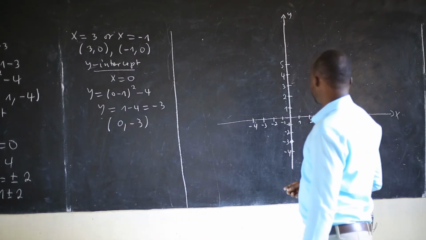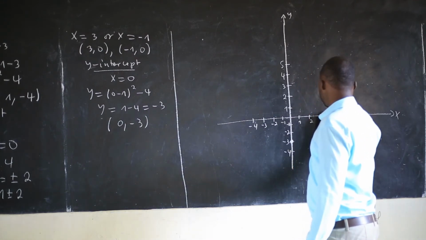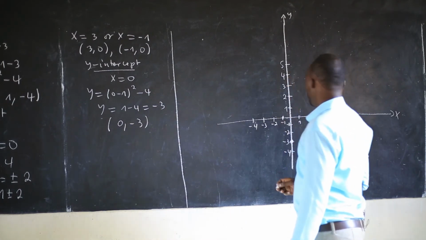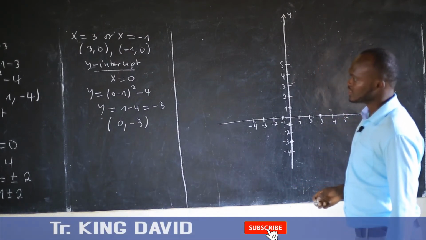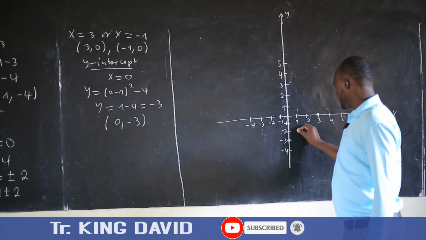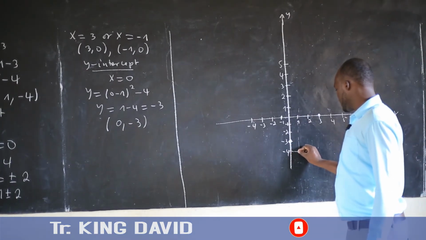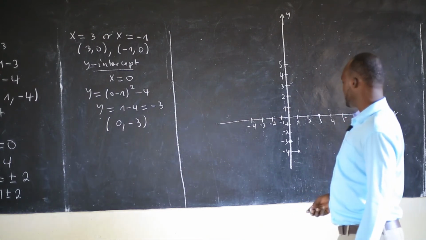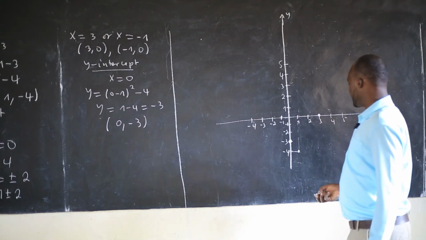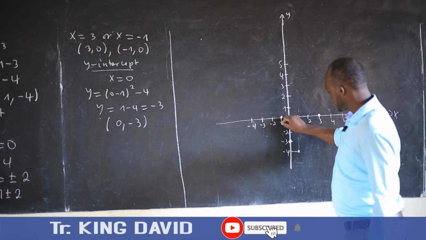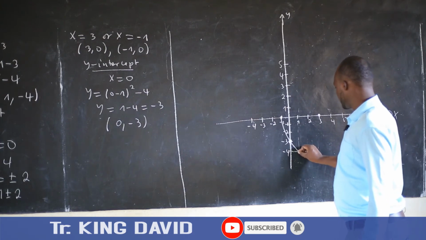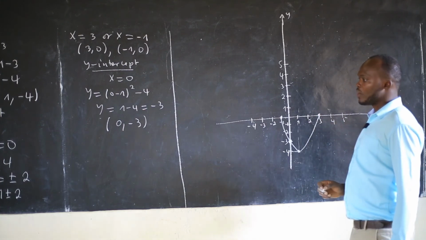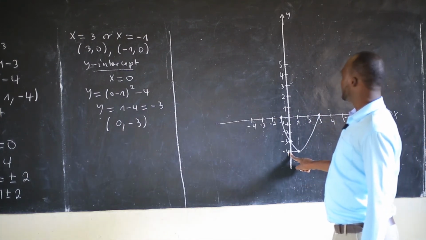We have the x-intercepts (3, 0) and (-1, 0). We have the vertex. Our vertex is (1, -4). This is the vertex. And remember, because the coefficient of x squared is positive, it will open upward. So it is from here. Then remember our range is negative 4 to 5.